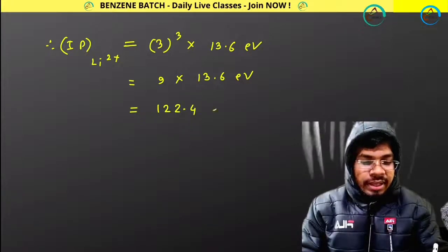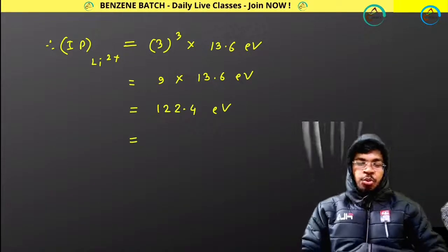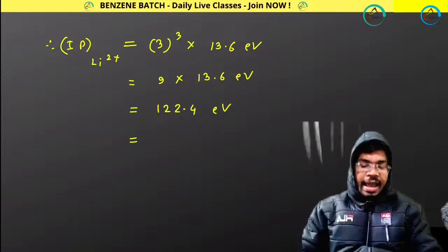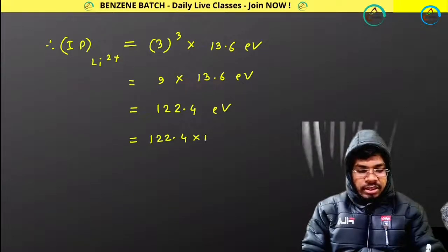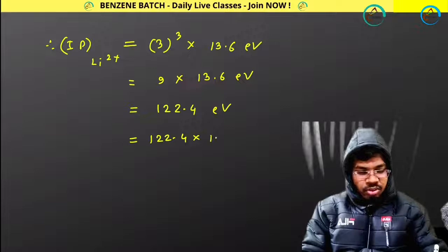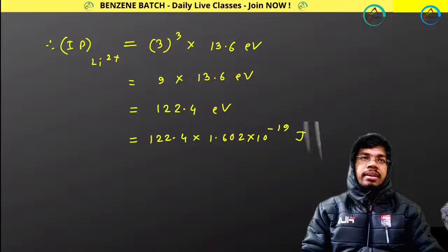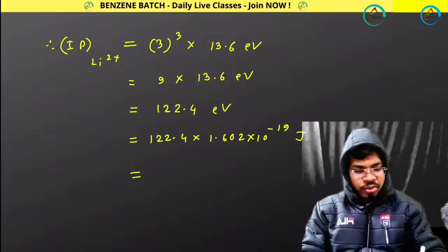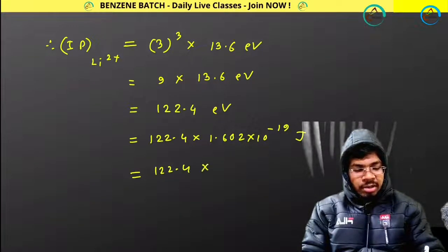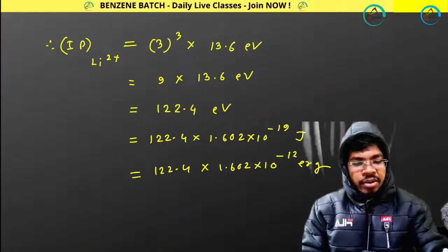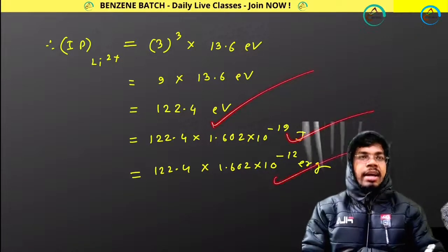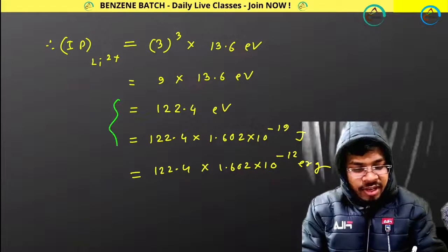122.4 electron volt. Can you calculate the value in joule, just for practice? Yes, it's correct. It's very easy. Multiply by 1.602 into 10 to the power minus 19 joule. And if you want to calculate this value in erg, how can you do that? 122.4 multiplied by 1.602 into 10 to the power minus 12 erg. So in this way you can calculate your value in electron volt, in joule, in erg. And these 3 units are very, very important.